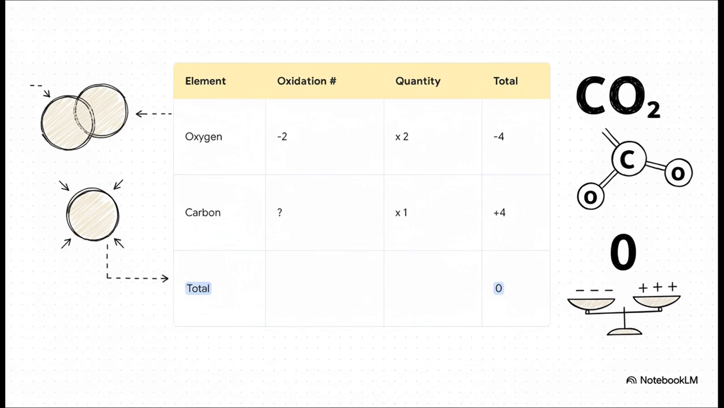What's cool is it's kind of like a little puzzle. There are a few rules, and one of the big ones is that oxygen almost always has a score of -2. Now, in a neutral molecule like carbon dioxide, the total score for the whole thing has to add up to 0. So, if we have two oxygens, each with a score of -2, that's a total of -4. For the whole molecule to be 0, what does carbon's score have to be? You got it. +4. See, it's just a little bit of logic.